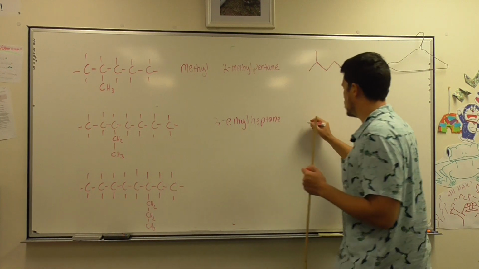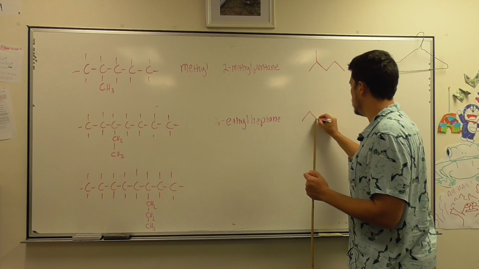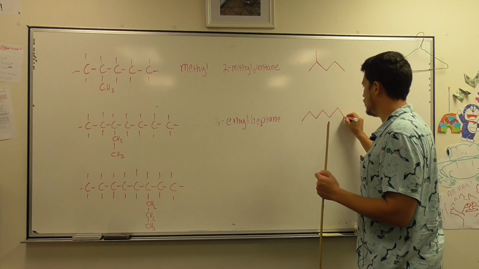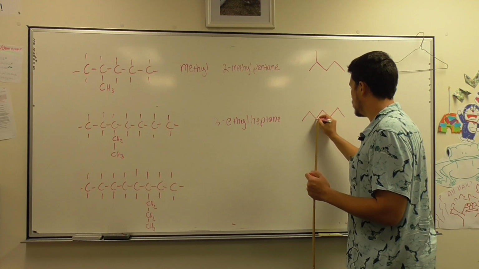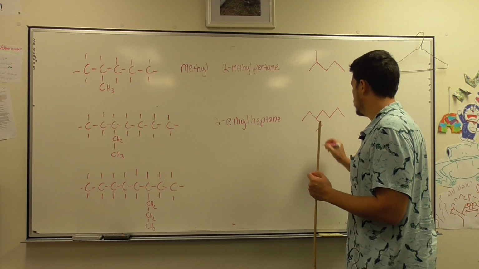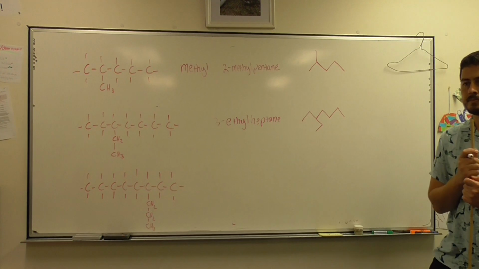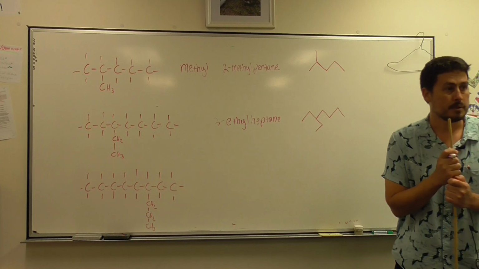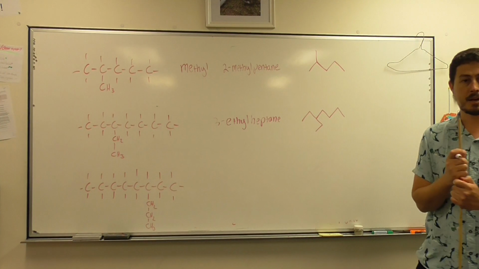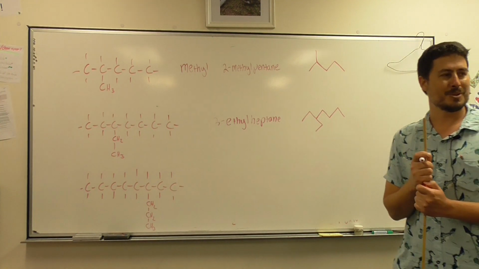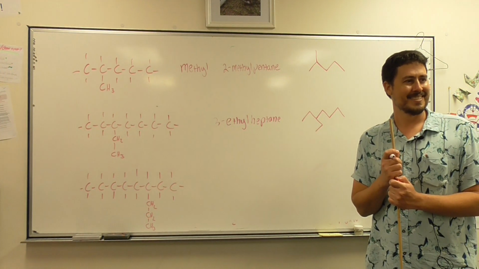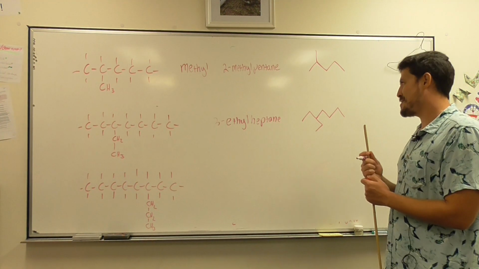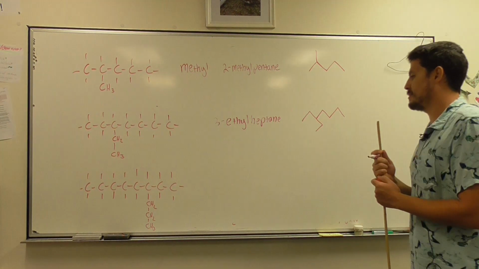And if I was to draw it in stick form, 1, 2, 3, 4, 5, 6, 7, and it's on carbon number 3. So it's going to be 1, 2, so this is 3-ethylheptane. They're not "meethyl" groups, not "eethyl" groups.